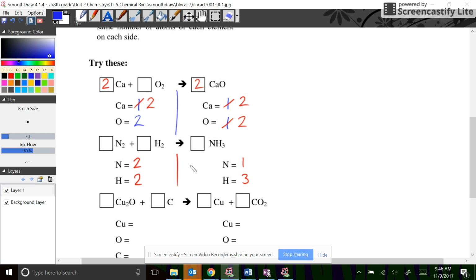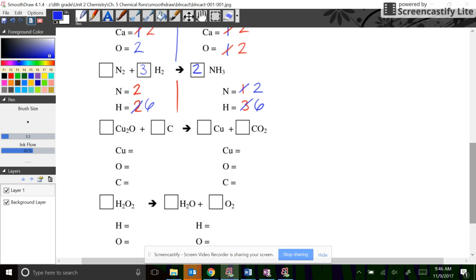If you try to balance the ends first, let's try to do that. I'm going to put a 2 here, and that means that the nitrogen changes to 2, but the hydrogen would change to 6. 2 times 3 is 6. So now over here, what could I do? Well, I could multiply 3 times 2 gives me 6. Now if I compare, that works because I have 2 nitrogens on the left, 2 on the right. I have 6 hydrogens on the left, 6 on the right. I'm finished. That one's done.